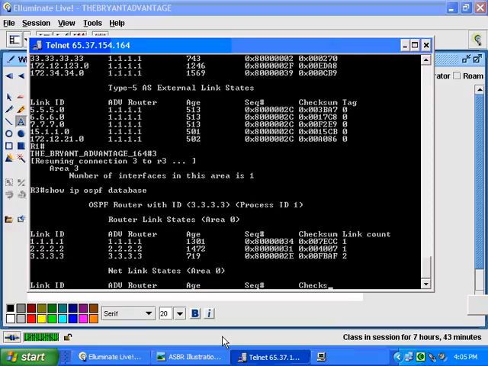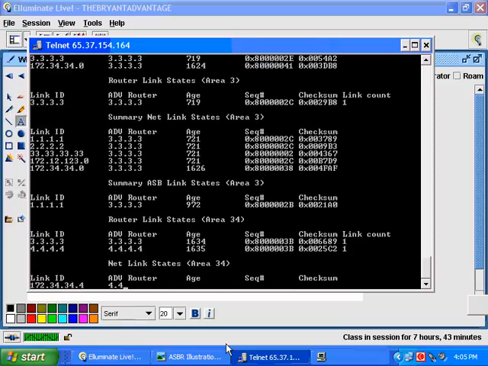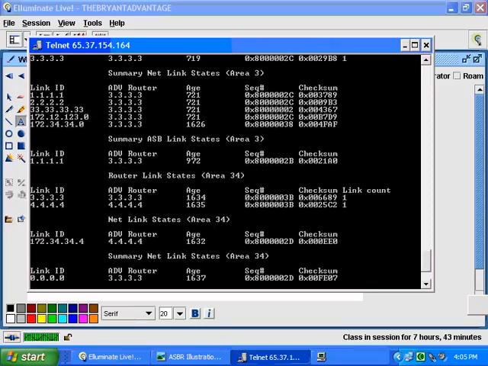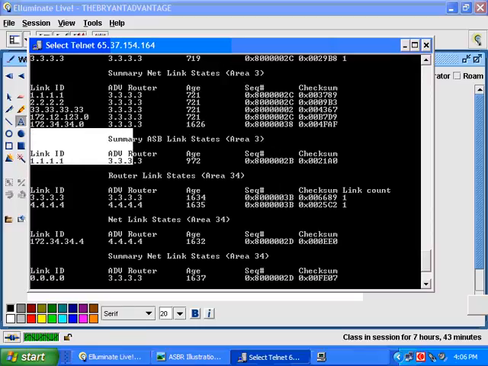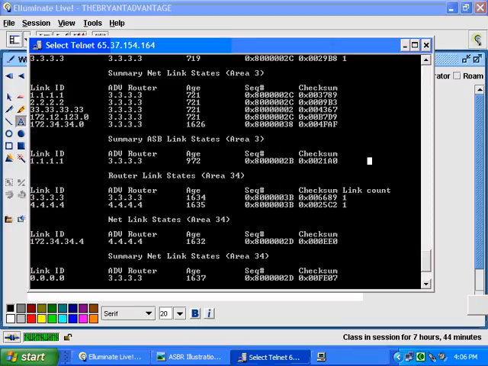This is where we're glad we have that algorithm, right? Because otherwise we'd have to take all these links and try to make something of it. Here is what those type LSAs look like. Type 4s. Summary ASB link states. And notice that link ID, it is mentioning, hey, this is the ASBR. So that's a type 4 LSA.